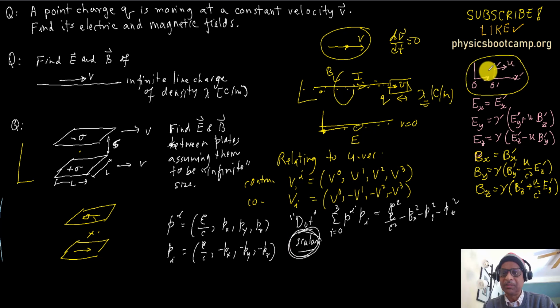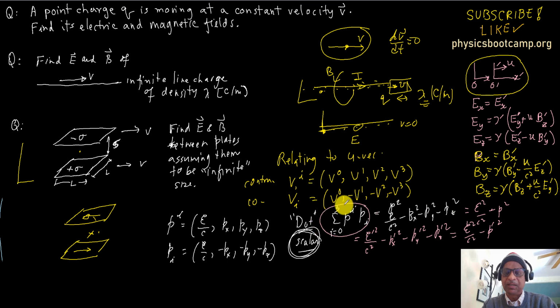So if you have two frames, this one unprimed and this one primed, this will be equal to E prime squared over c squared minus px prime squared, py prime squared, pz prime squared. That is, E squared over c squared minus p squared equals E prime squared over c squared minus p prime squared. Because this is a scalar, it has the same value in both frames. So scalars are things which take the same value in all inertial frames.